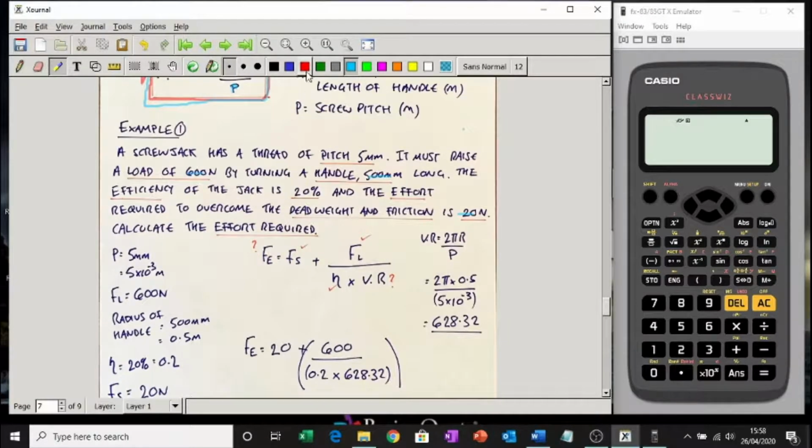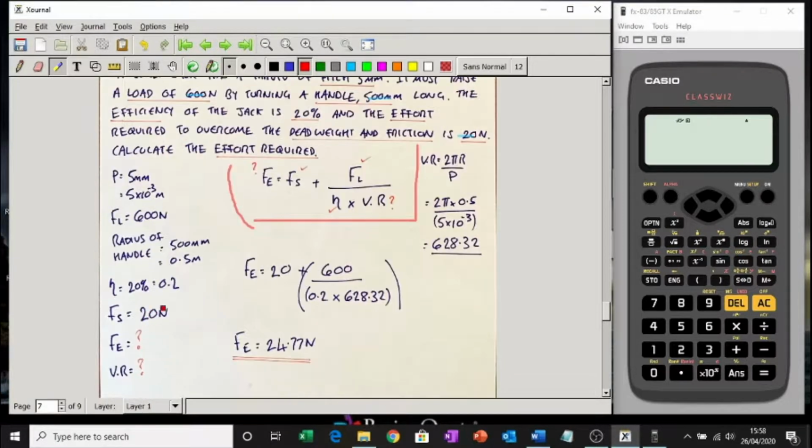So here's the formula we'll use, because we can still use this formula. We don't know what FE is, because we're trying to find it. We know what FS is, because it's 20. We know FL is the load, given to us, which is 600. The efficiency is going to be 20%, which is 0.2, don't forget. We don't know the velocity ratio. So before we find FE, we've got to find VR.